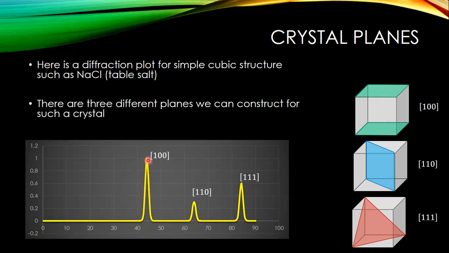The 1, 0, 0 plane has the greatest distance between the crystal planes, and therefore its peak is at the smallest angle. The 1, 1, 0 is slightly closer, therefore its peak is at a slightly greater angle. And then the 1, 1, 1 plane has the smallest distance, and therefore its Bragg condition is met at the largest angle.